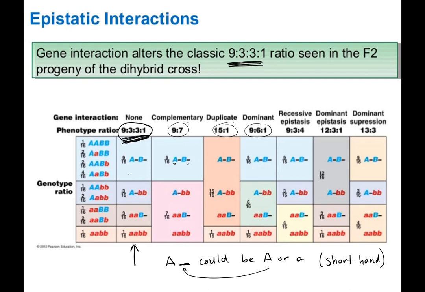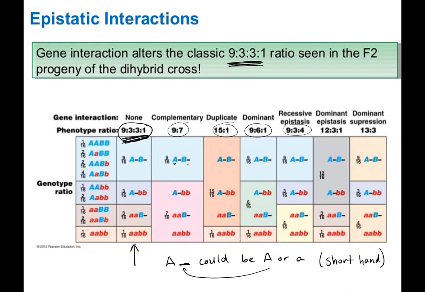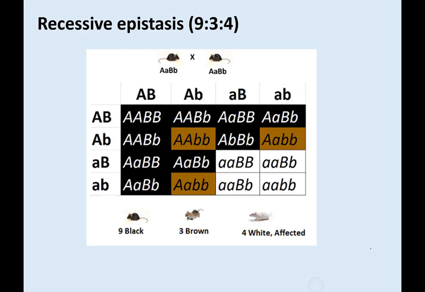And again, if you look across, here's all the possible genotypes. And if you look across this chart, you can see that all we're doing to get these different ratios for epistasis is we're combining different groups from the 9 to 3 to 3 to 1. Again, if you know this, you can figure out any of these without having to memorize any of them. Okay, so let's look at the three examples from the text. And this is because we worked on some pathways in recitation, and I want to try to explain a little bit about how you can figure these out.